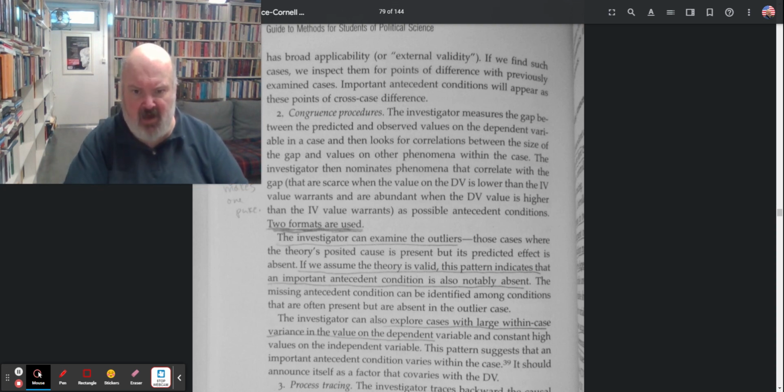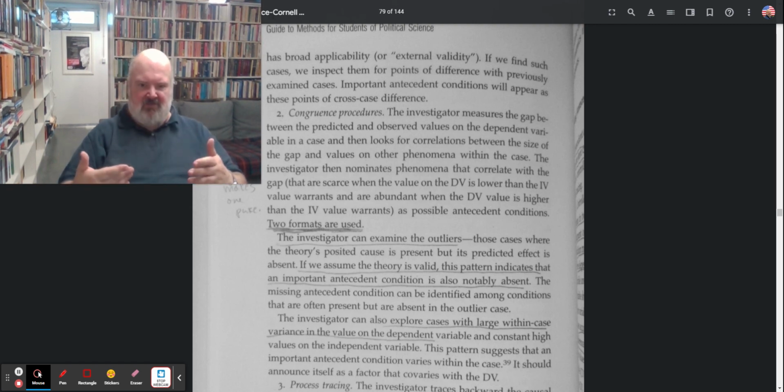And then we look for correlations between the size of the gap and the values of other phenomena in the case, right? The investigator then nominates phenomena that correlate with the gap, that are scarce when the value on the DV is lower than the IV value warrants, and are abundant when the dependent variable value is higher than the IV value warrants, as possible antecedent conditions.